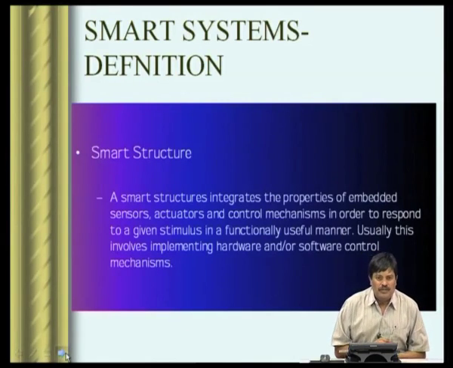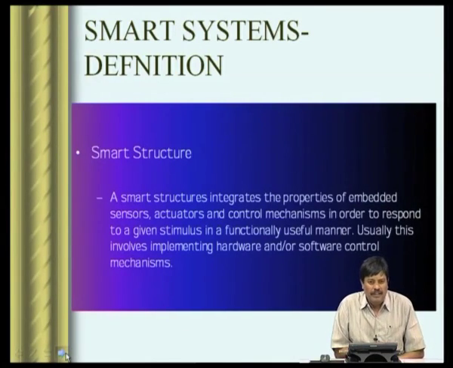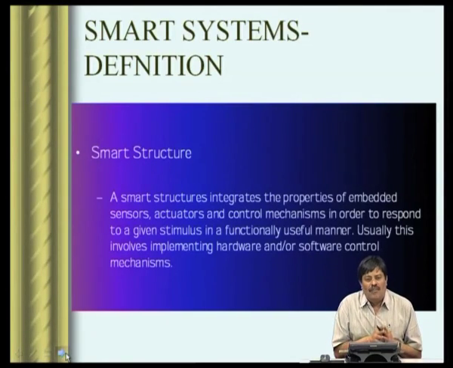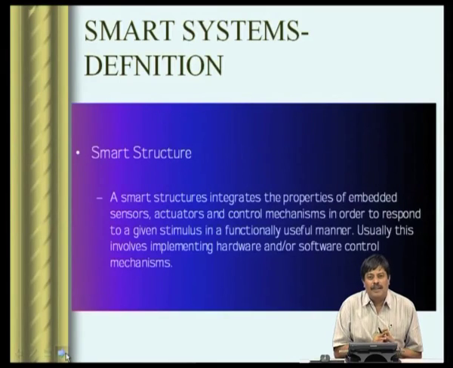Now, let us come to the definition of a smart system. Taking into account what we said, a smart system integrates the properties of an embedded sensor, actuators, and the control mechanisms in order to respond to a given stimulus in a functionally useful manner. I insist here on the functionally useful manner. This is the manner in which we want the system to behave. Usually this involves implementing both hardware as well as software control mechanisms.